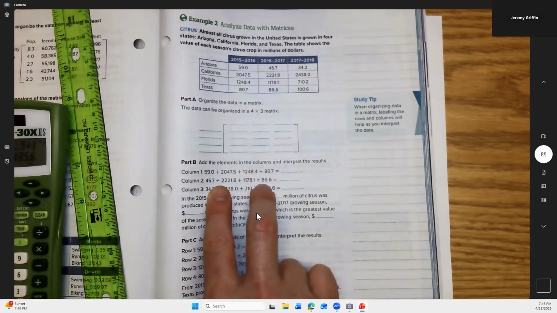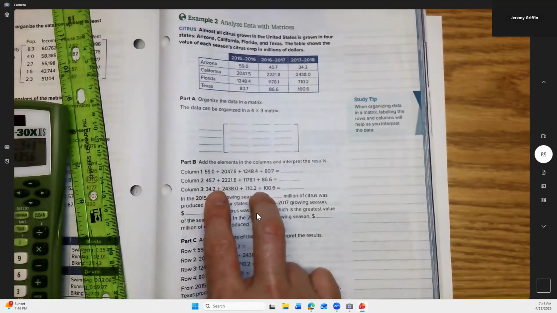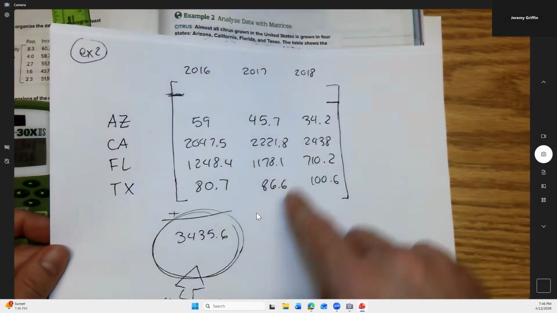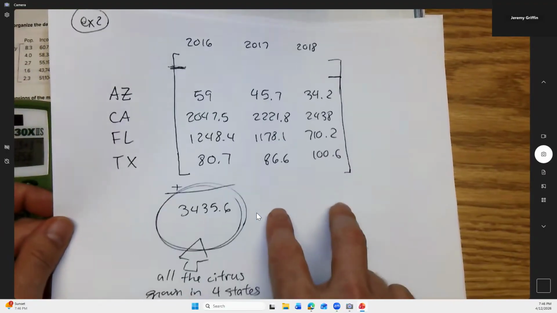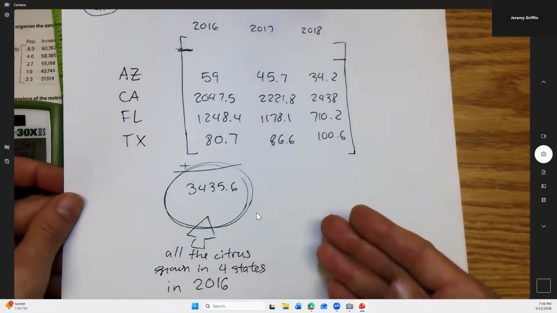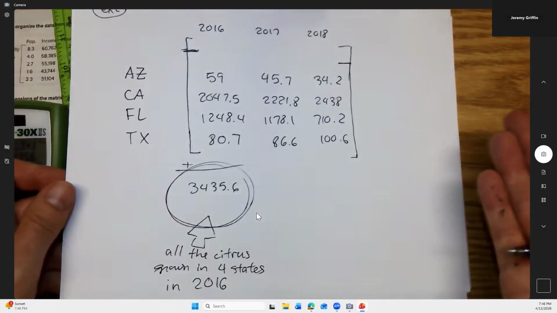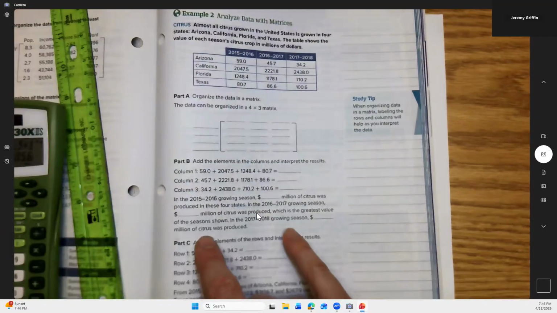Okay, and then column two, sum those numbers, column three, sum those numbers. Okay, you get the idea. I could add these up, and the sum totals of each column would represent all the fruit grown in the four states and whatever corresponding year. This is what that would be.